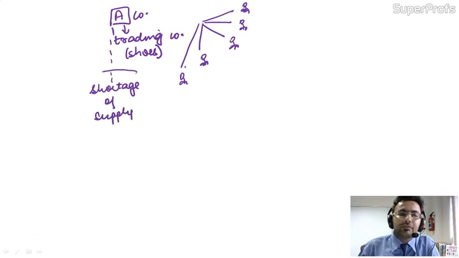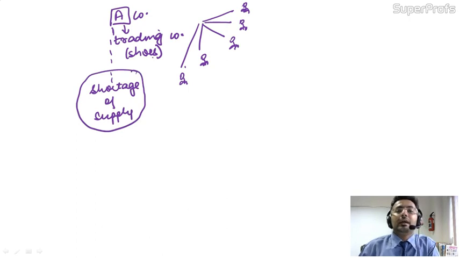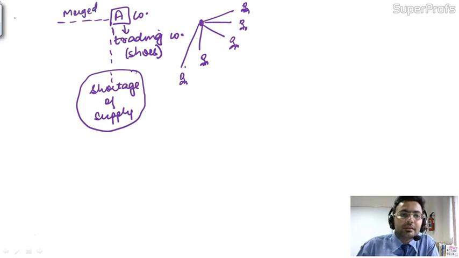shortage of supply. They were suffering from shortage of supply. Just because of that, customers turned out to be not happy. Now, what happened? A company has been merged with Z Limited. Who is Z Limited? Z Limited is basically a shoe manufacturing company.